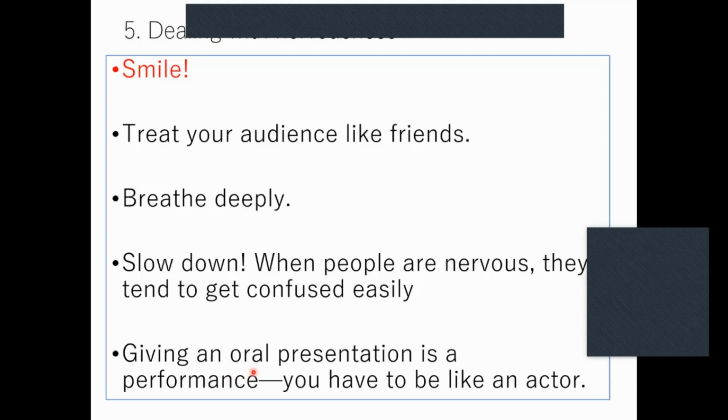So I say that practice makes perfect. The soccer player who practices more plays better during the match. A baseball player who practiced a lot during the practice session plays better in the match. Same thing, okay? When you give an effective oral presentation, you have to practice a lot, then you will be perfect, okay? So this is our performance place.